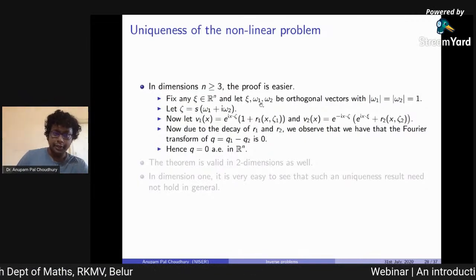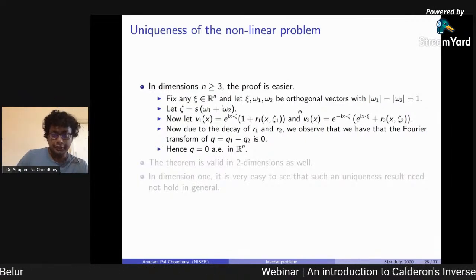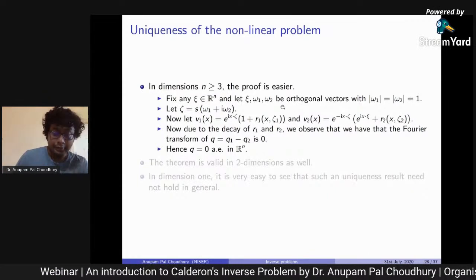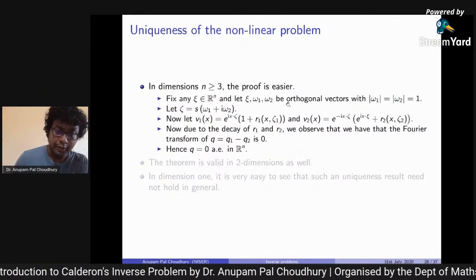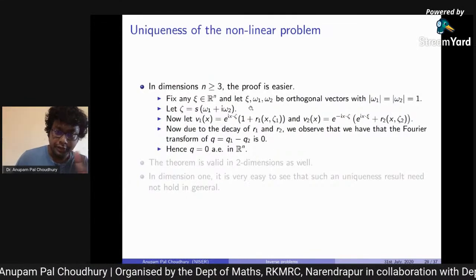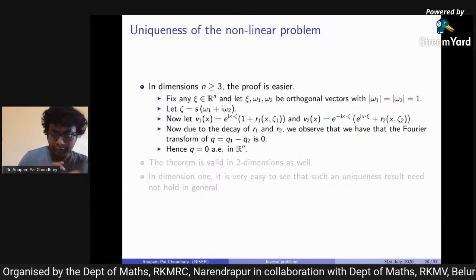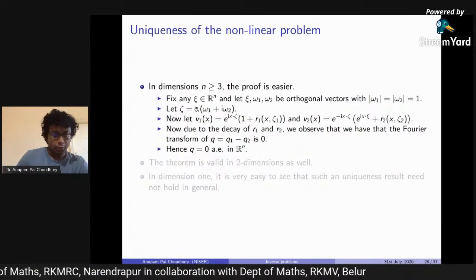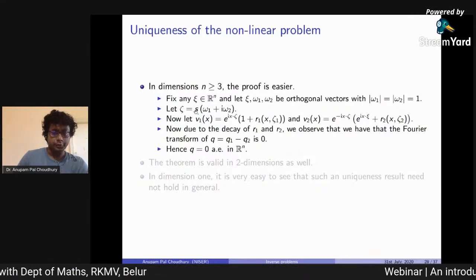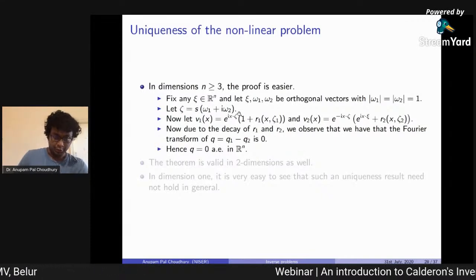Because you are in dimensions n greater than or equal to 3, you will always have at least 3 such orthogonal vectors. This is very important, and this is also the reason why this particular technique doesn't work in 2 dimensions, because here we need to choose this set of 3 mutually orthogonal vectors. Once you have chosen that, you define your zeta to be of this form: S omega 1 plus i omega 2.